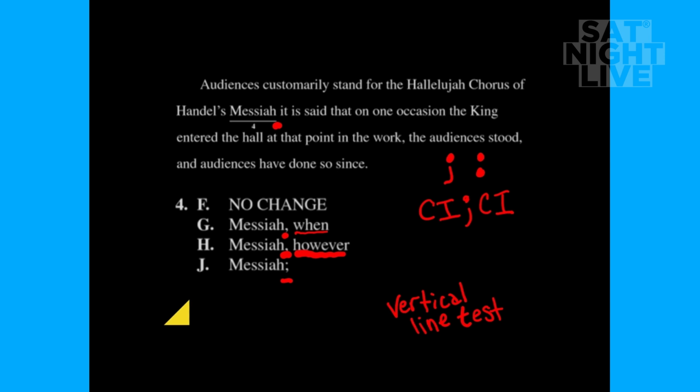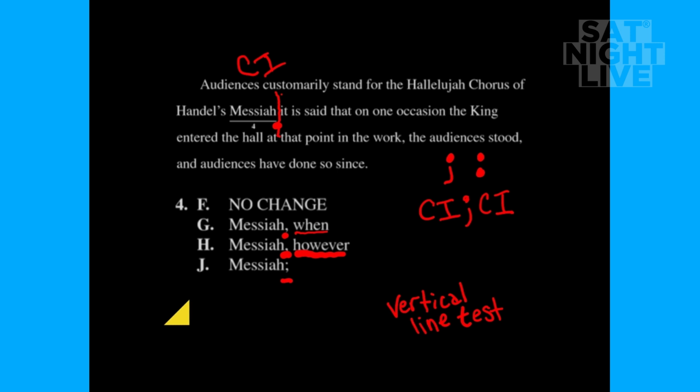So how do we do this? Well, we want to draw the vertical line in between where we see the punctuation changing. So in our answer choices, it's between Messiah and whatever the other words are. So we're going to draw this vertical line right after Messiah. And we want to read the first part and ask ourselves, is it complete or incomplete? It says, audiences customarily stand for the Hallelujah chorus of Handel's Messiah. That's complete, right? That can stand alone.